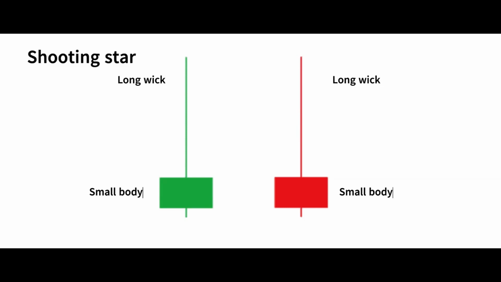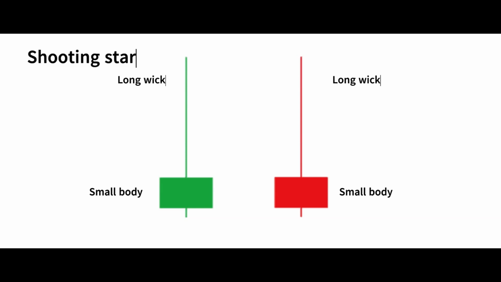The body of the candlestick is usually near the low of the day, while the upper shadow extends well above the body, representing the rejection of higher prices by the bears. The body of the candlestick should be small and near the low of the day. It represents a small range between the opening and closing prices. The long upper shadow or wick should be significantly longer than the body. It indicates that the price rose sharply during the trading session but was rejected and pulled back. Ideally, there should be little to no lower shadow, or it should be relatively small compared to the upper shadow.